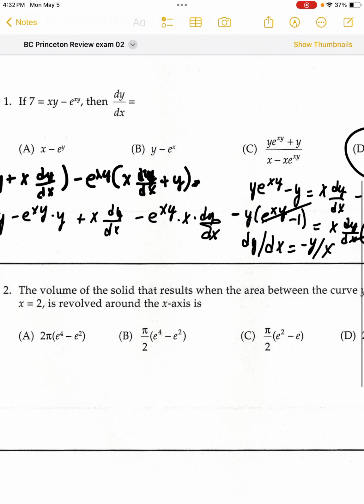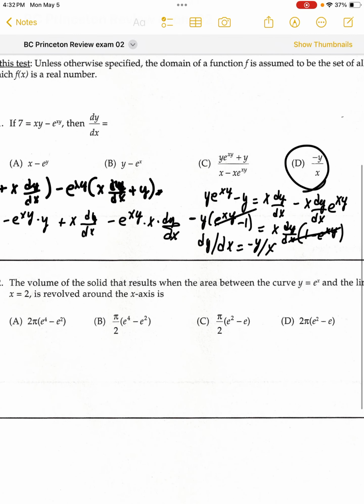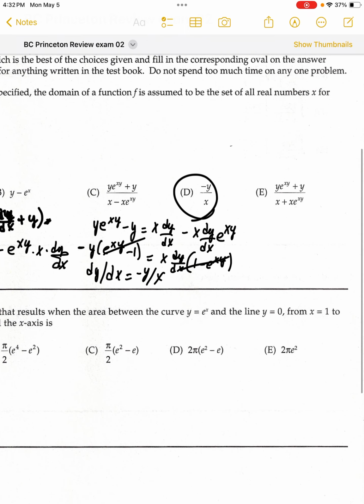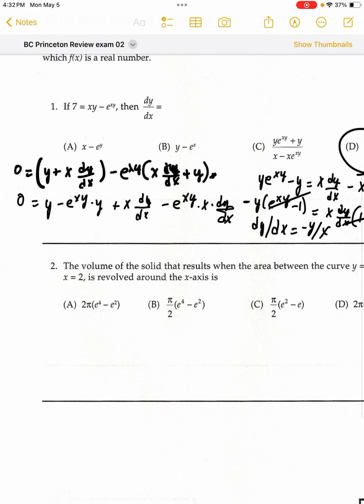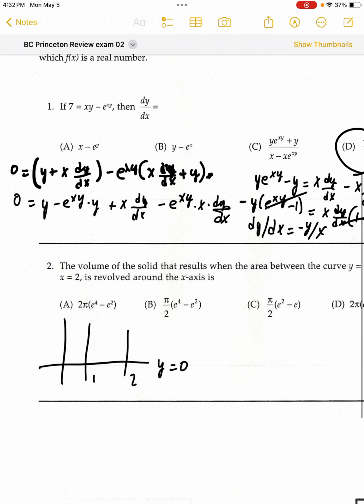Okay, moving on to question 2. The volume of the solid that results when the area between the curve y equals e to the x and the line y equals 0 from x equals 1 to x equals 2 is revolved around the x-axis is... Okay, so let me get a general idea for what we're trying to find the volume of. So they said from x equals 1 to x equals 2 around y equals 0, which is the x-axis, and they said our function is e to the x. So our area will look something like this, and we want to revolve around the x-axis.